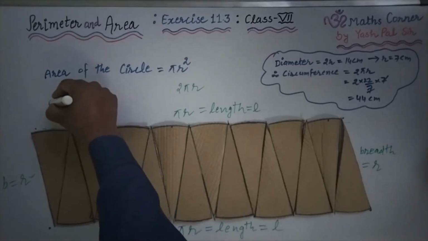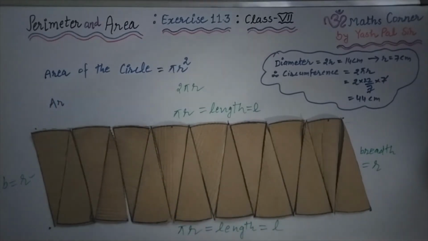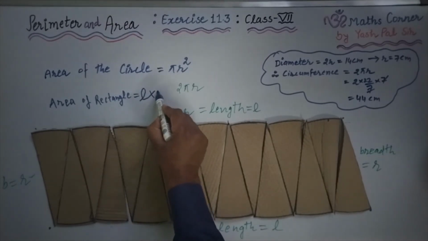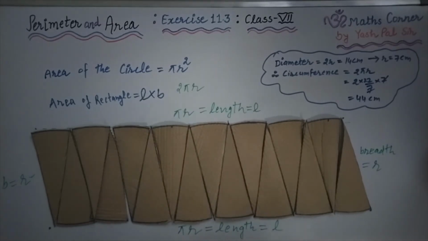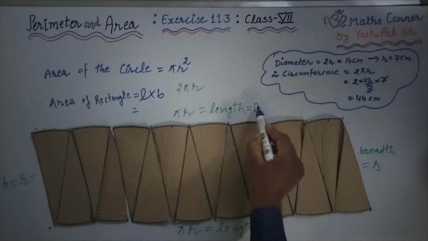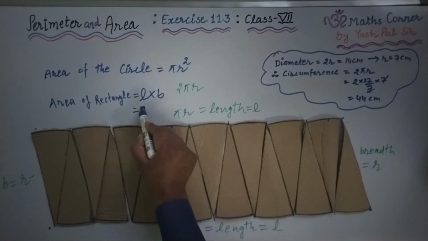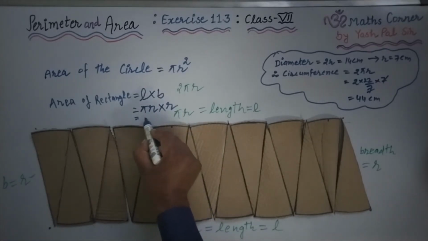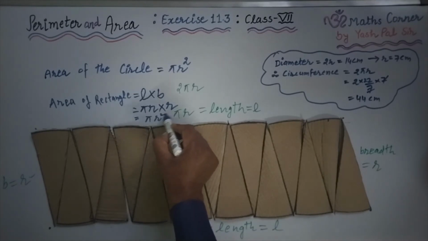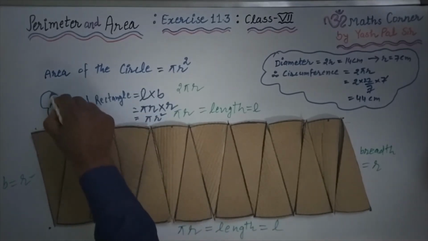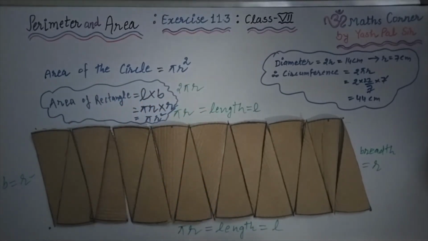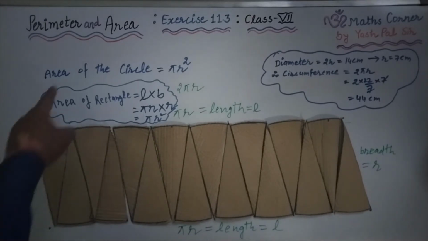Now what do you say? What is the area of the rectangle? Can you find the area of the rectangle? Yes. Area of rectangle is length into breadth. So what is length? Length is pi r, into breadth, which is r. Pi r into r is equal to pi r square. So this is the way we have derived the result.